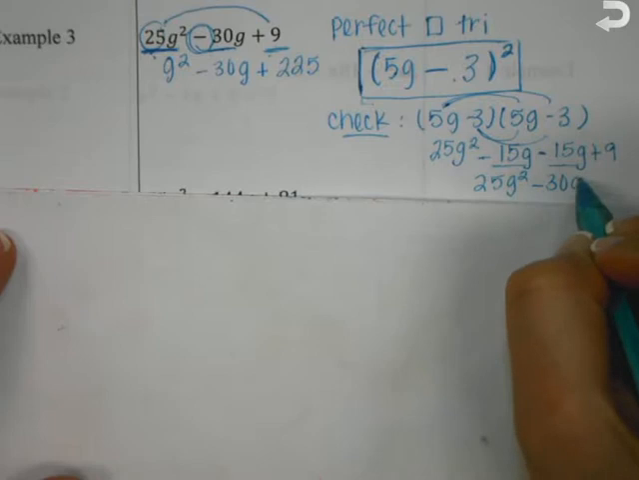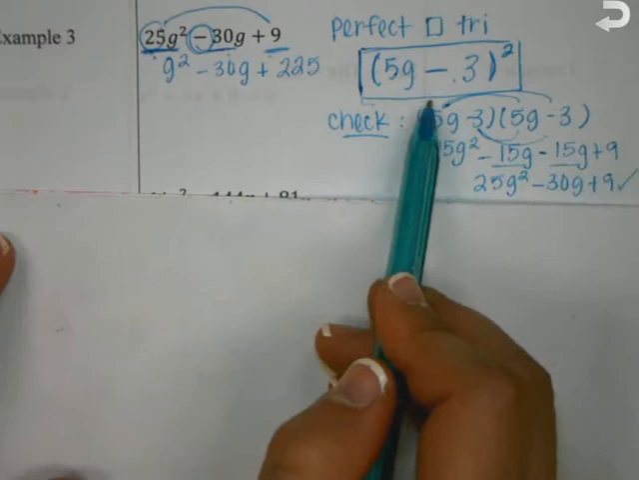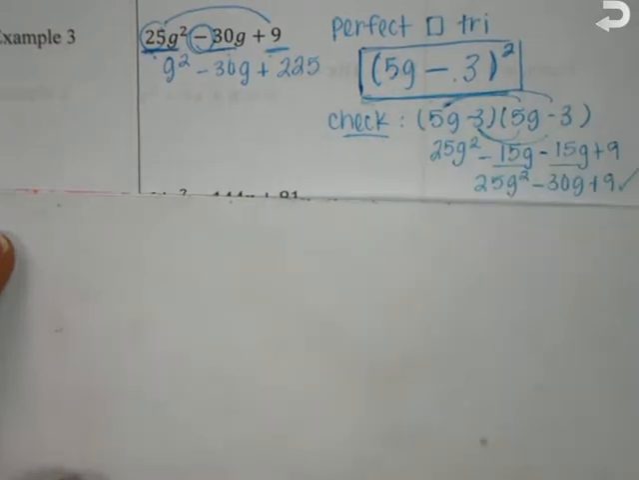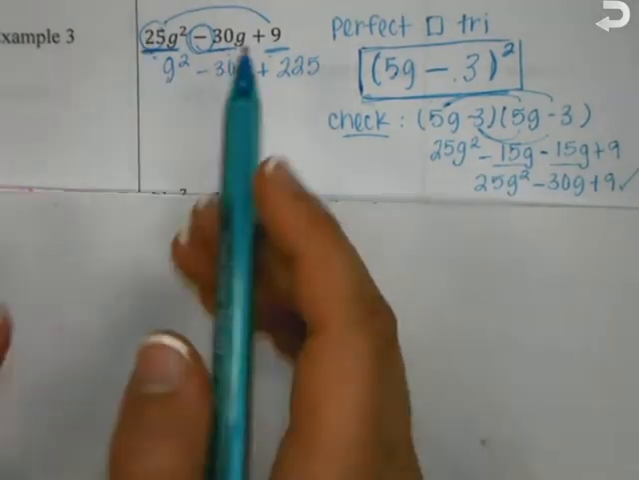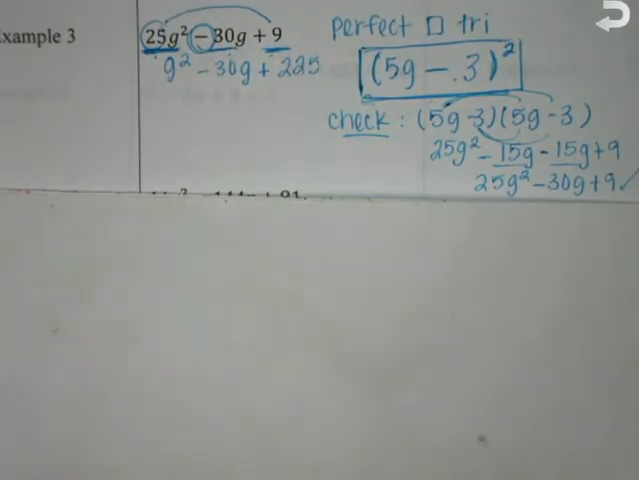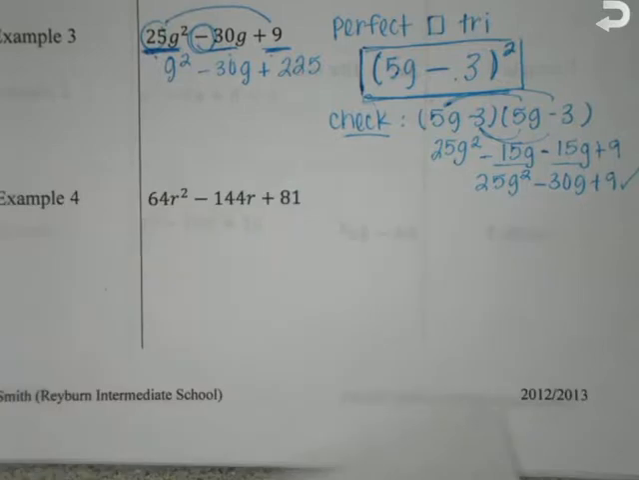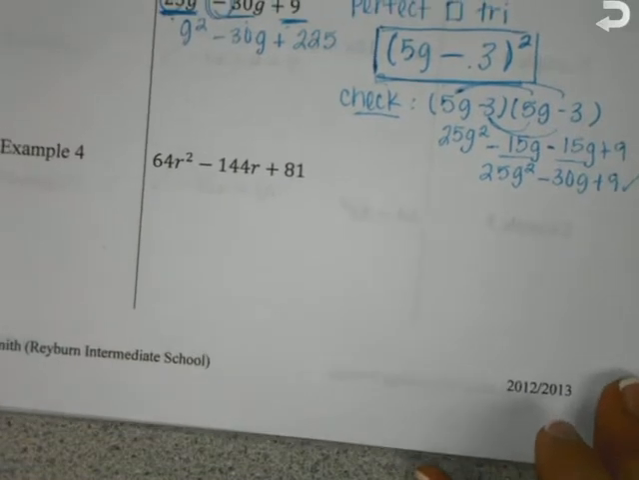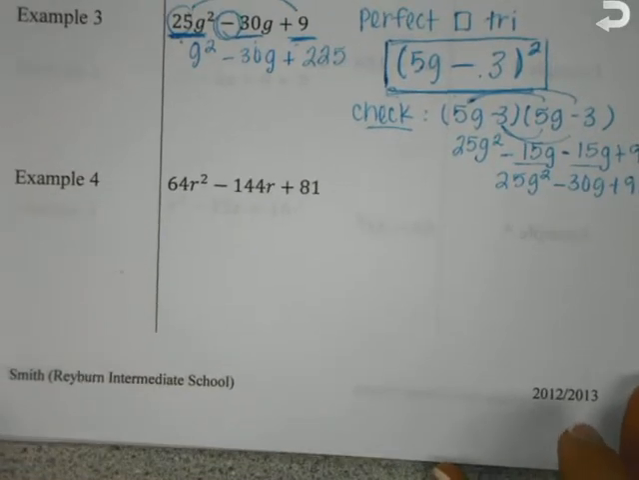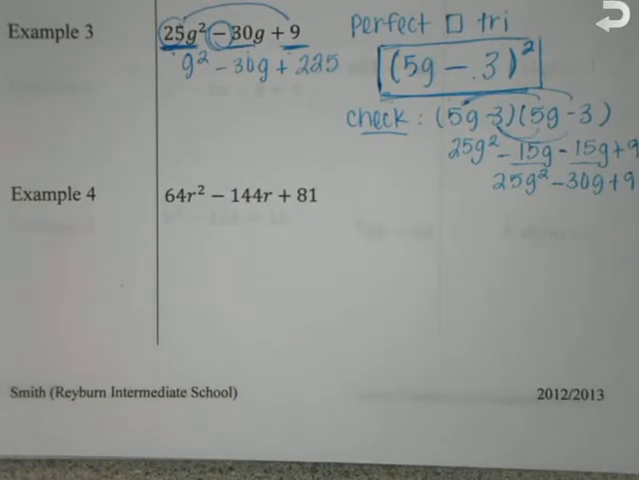Faster than bottoms up? Yes. Okay, so if you see something that looks like bottoms up, but you notice that the first and last term are perfect squares, go ahead and do a perfect square trinomial. If you can't remember the rule, go ahead and do bottoms up. You'll get the same answer. It just might take you longer. So let's try the last one. I'm going to leave this one up. Okay, so very last one. 64r squared minus 144r plus 81.